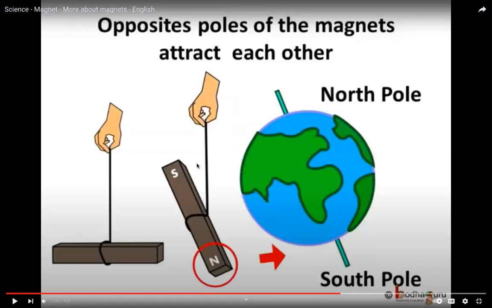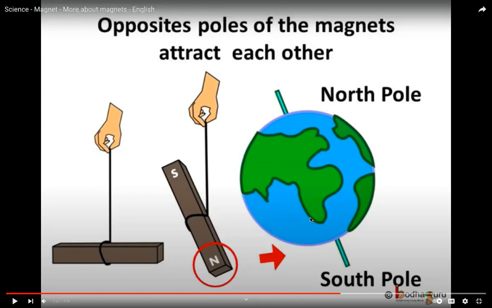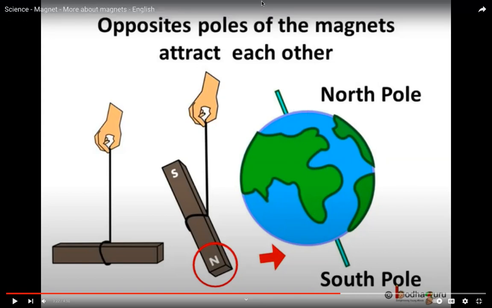So this is another argument, right? If it is like North Pole and South Pole, we just learned that similar poles will not attract. The different poles attract: the North Pole will attract to the South, and South will attract to the North. Then what about this? If Earth is a geomagnet, if Earth is a large magnet, how does this attraction happen?